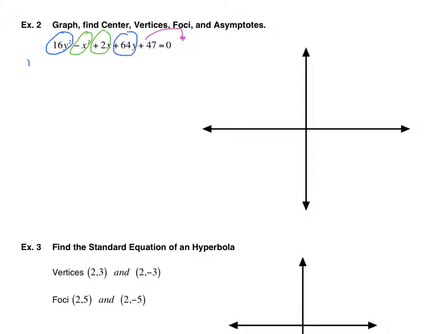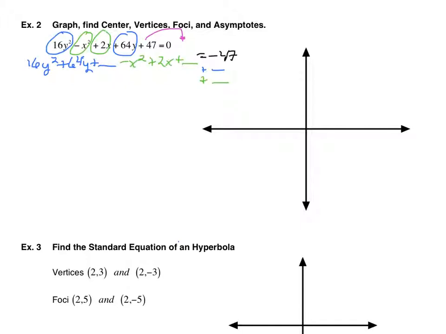So we get 16y squared plus 64y, and then don't forget your plus blank. And then minus x squared plus 2x plus blank equals -47. And then we're running out of room, but we'll have a plus blank and another plus blank, one for our y's and one for our x's.